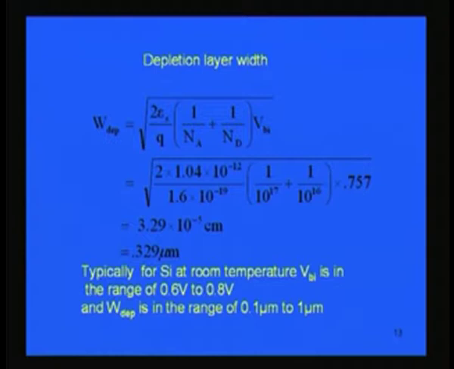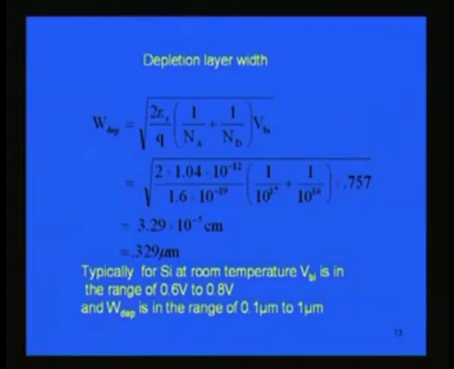So, typically at room temperature silicon has a barrier potential or built-in potential in the range of 0.6 to 0.8 volt, and the depletion region width is in the range of 0.1 micrometer to 1 micrometer. Because temperature plays a role, you will get different values for different temperatures, but we are typically taking room temperature, 300 degree Kelvin.